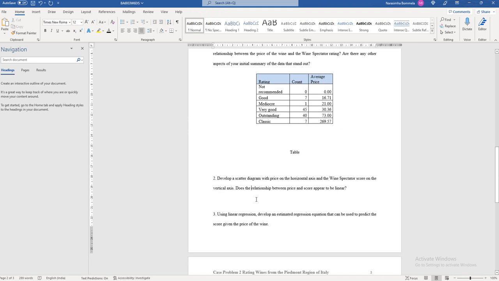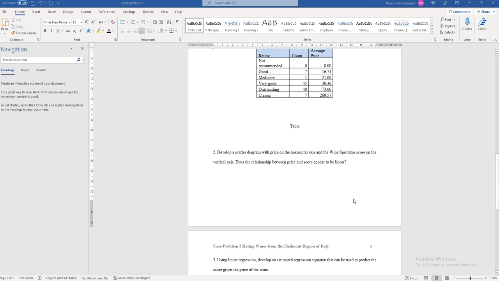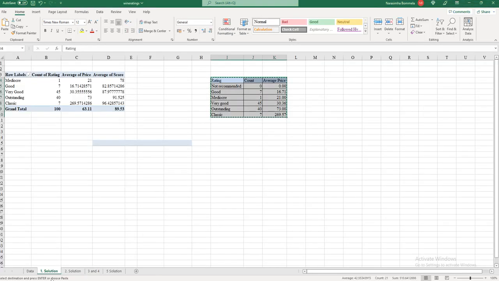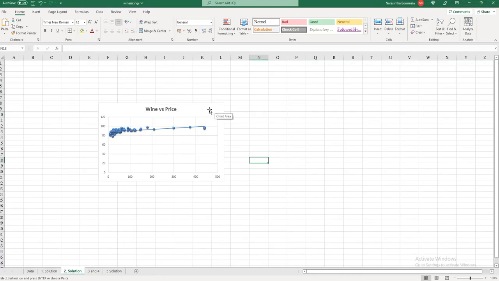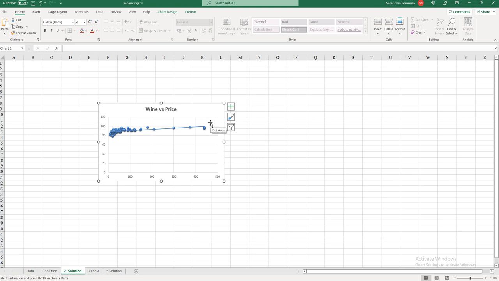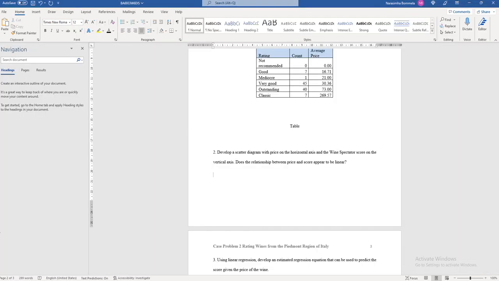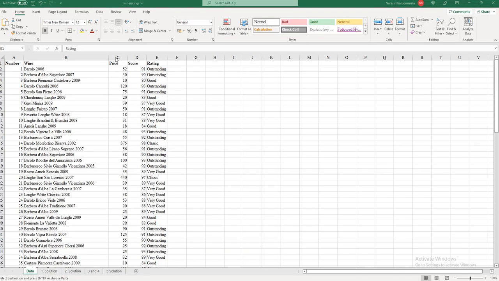The second question is, you are supposed to create a scatter diagram and interpret the relationship between price and score, whatever score they get. If you go to the Excel sheet, in solution 2, you can see wine versus price rating. Now we are supposed to create a relationship between price and the score. Between these two, we try to create a scatter diagram.